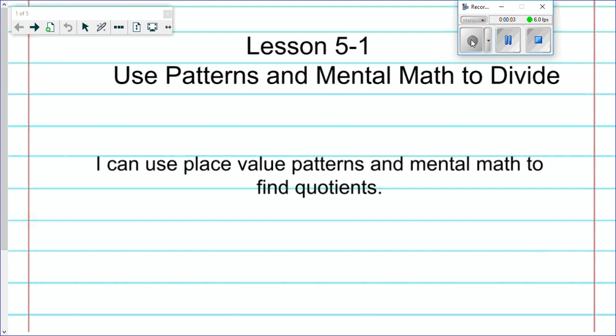Hello, fifth graders. Welcome to lesson 5-1, Use Patterns and Mental Math to Divide. Please write down your I can statement in your math journal. I can use place value patterns in mental math to find quotients. Once you've written the lesson title and the I can statement, we'll go ahead and move on to our problem.